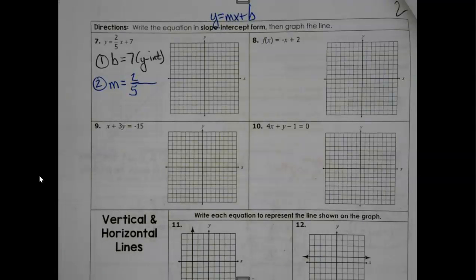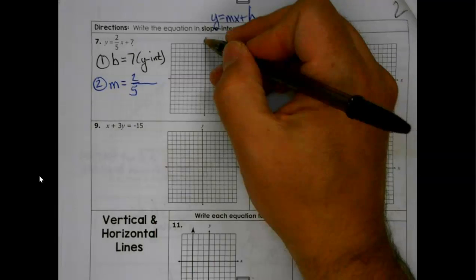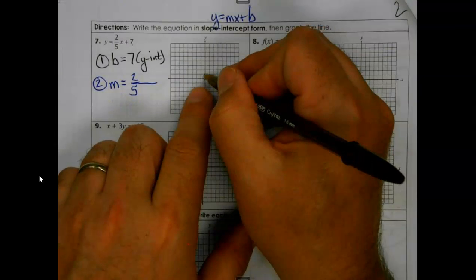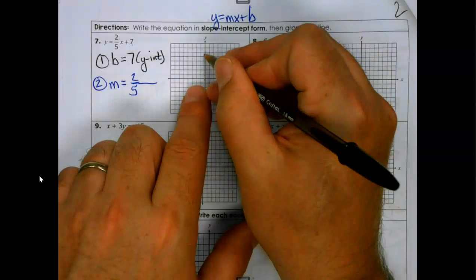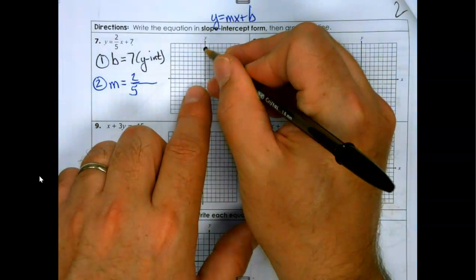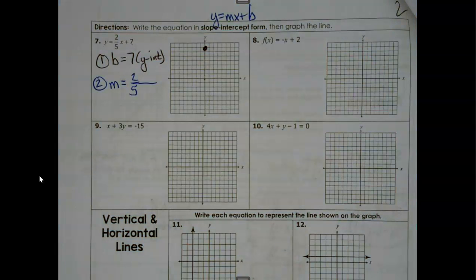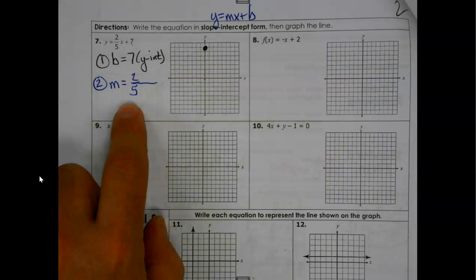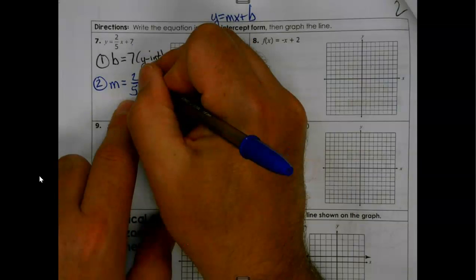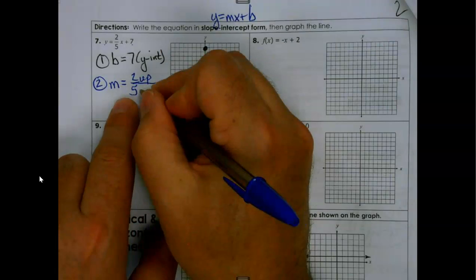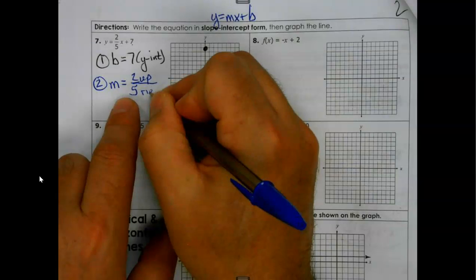So, job 1. Find my y, not x, intercept. So, let's see here. 1, 2, 3, 4, 5, 6, 7. Okay, there's my first dot. We like to have 3 dots with these. If we get stuck with 2, whatever. So positive 2 over positive 5. Positive on top is up. Positive on the bottom is right.